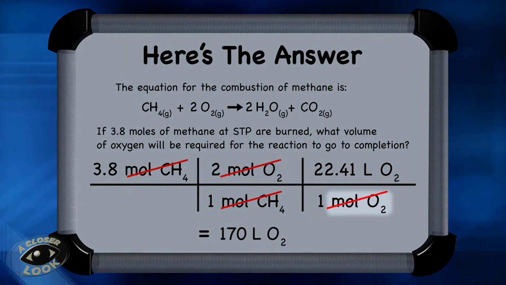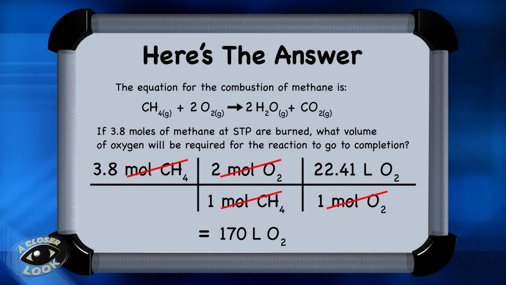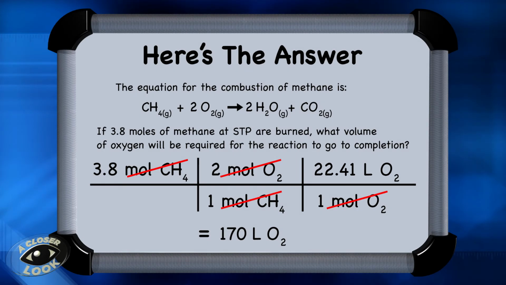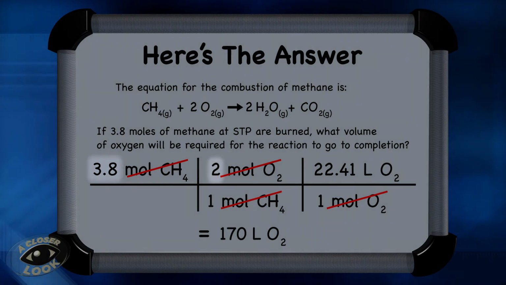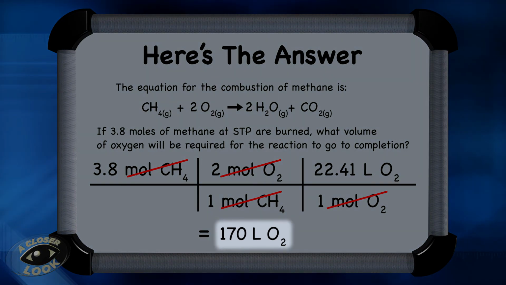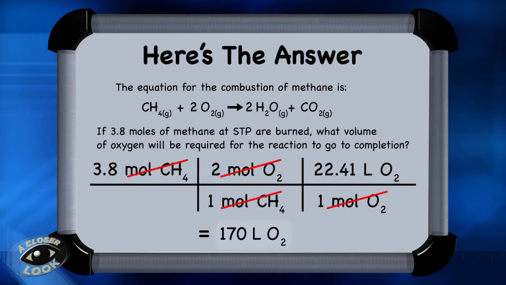And then you brought the units of moles of oxygen down. Since the question is asking what volume of oxygen will be required, and it's at STP, use the equivalent statement, 1 mole of oxygen equals 22.41 liters, to convert from moles of oxygen to liters of oxygen. The next step was to multiply 3.8 times 2 times 22.41. And if you found that the volume of oxygen that would be required is 170 liters when 3.8 moles of methane react, you got it right.